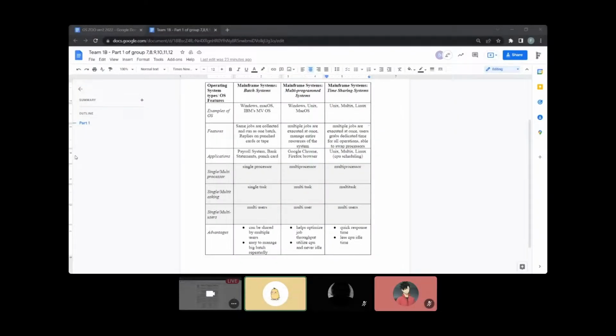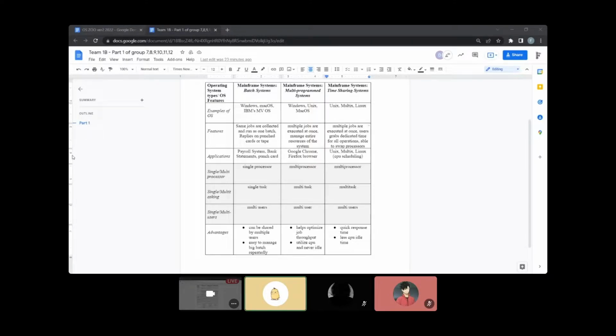Okay, for part 1, throughout my finding with the other group within my team, I found out that the example of OS for each mainframe system is identical, just that for our group we only choose one example while others choose 3 to 4 examples. For features, application is almost identical.